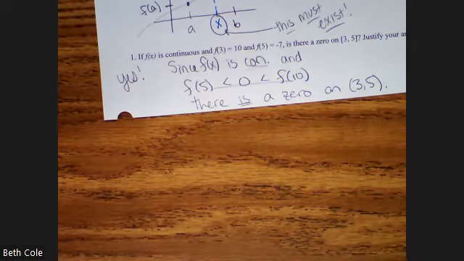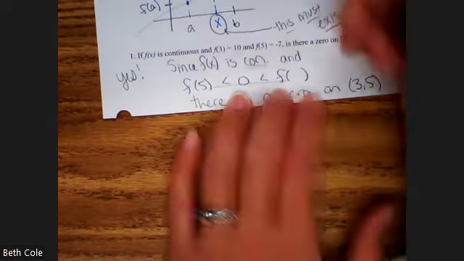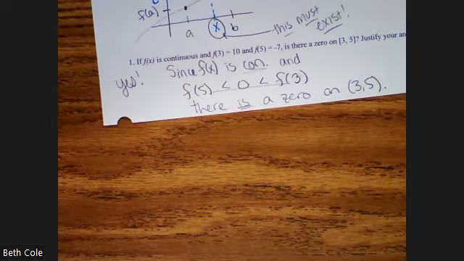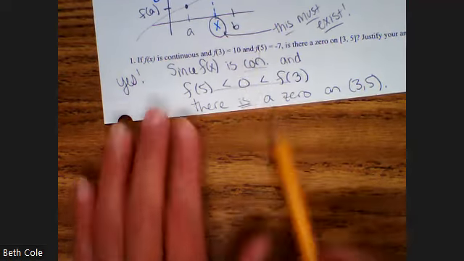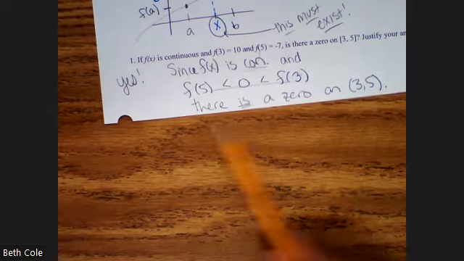Oh, I'm sorry, 3. Yes, you're right. F of 3, which is 10. I apologize. You want to use the 3 and the 5. You want to use the inputs there. F of 3 and f of 5. Thank you. Oh my gosh, if this was the AP exam, I would have gotten that wrong. Do you see how easy it is to mess stuff up? Be really careful. So you have to mention continuity and you have to mention between. Okay, in between. And then there's your grand conclusion.